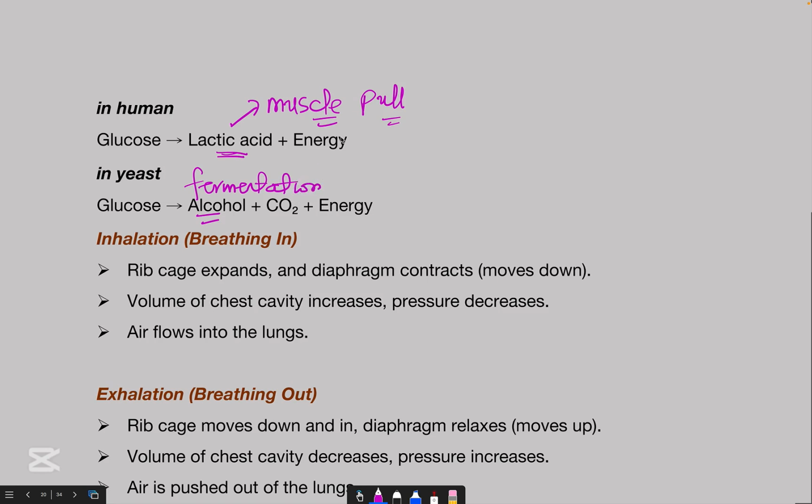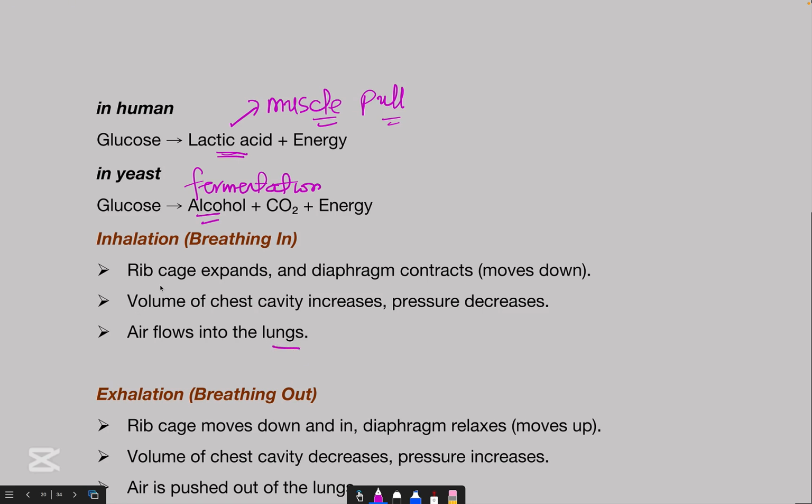Then we have inhalation. To inhale something means to breathe in. When you inhale, what happens to your rib cage? Just try and inhale something. You discover that your rib cage expands and your diaphragm contracts. As your rib cage is expanding, your diaphragm moves down. Are you getting it? It contracts. Your diaphragm is like a thin sheet of muscle at the bottom of your rib cage. It contracts. That means it moves down. The volume of the chest cavity increases and then the pressure decreases. Air flows into the lungs during inhalation, breathing in.